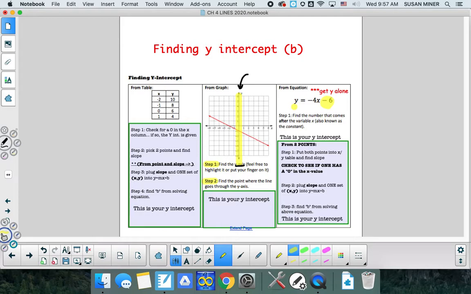Then I want to find the point where my line that I'm interested in crosses. So let me highlight the line that we're interested in here. Here's our line that we're interested in. I want to find the place where it crosses my y-axis. That one point, that place on the graph where those two lines cross, that's my y-intercept. So that point right there is where x is 0 and y is -1. That is my y-intercept. And I write it just like an ordered pair because it is one. It represents a point on the graph. So finding the y-intercept from the graph is fairly easy.